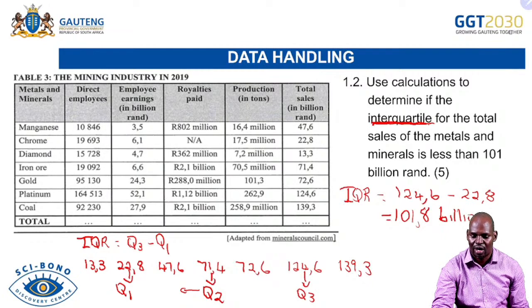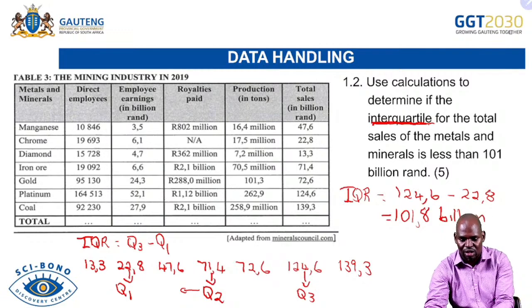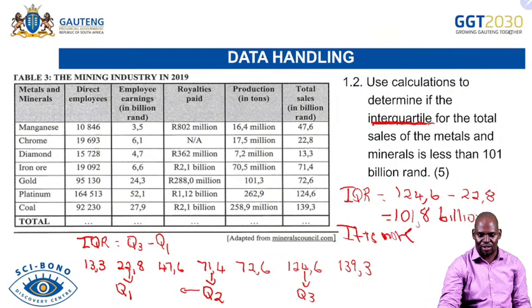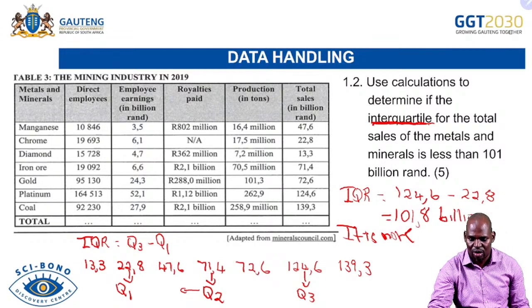101 billion rand. It is actually more. So it's not less, it is more. So you must just indicate that it is more. We can now move on to our next question. Still taken from the same province, same question. That is prelim 2021 1.3.